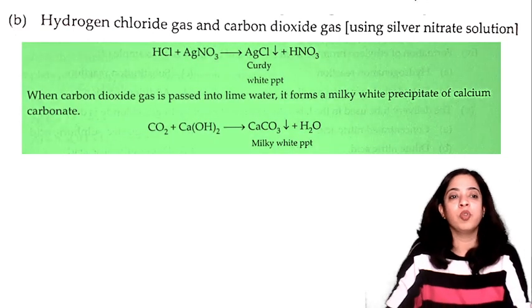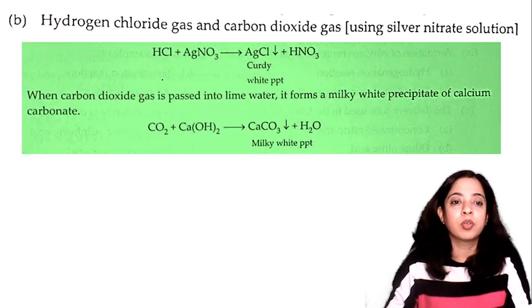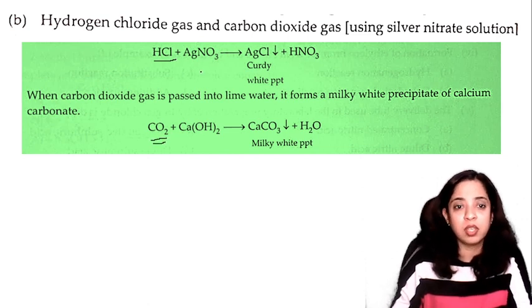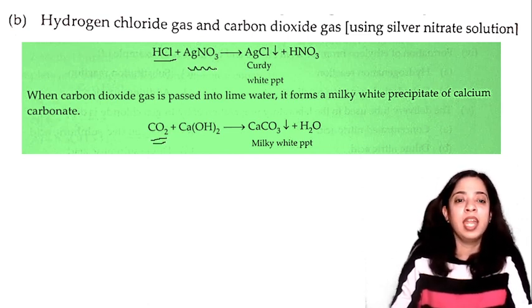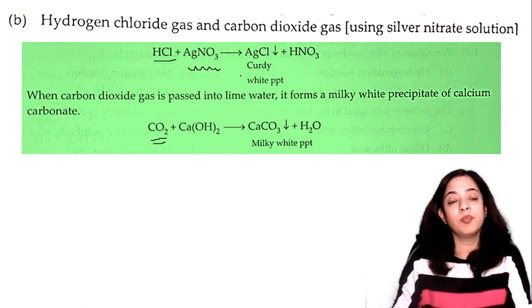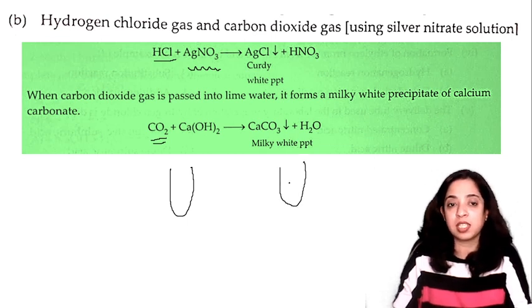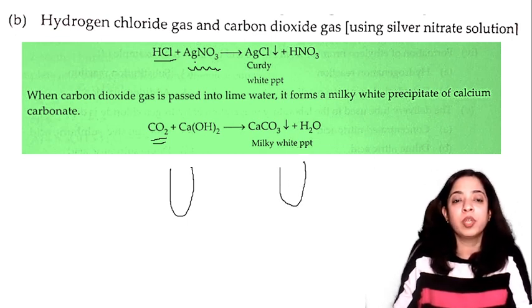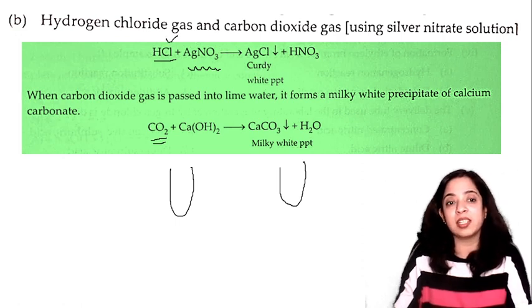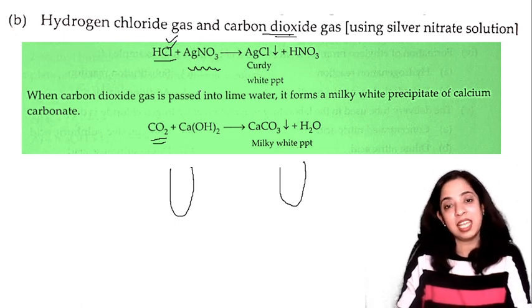Okay, so this is how you will do. See, hydrogen chloride gas and carbon dioxide. If you add AgNO3 in both the test tubes, one test tube containing HCl gas and one containing carbon dioxide gas, a curdy white precipitate will appear for HCl and not for carbon dioxide. So you will identify that is HCl.